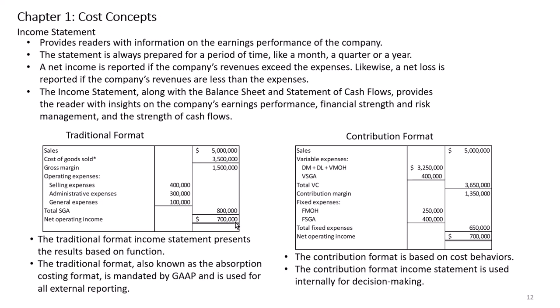The traditional format, also known as the absorption costing format, is mandated by generally accepted accounting principles and is used for all external reporting. The contribution format is based on cost behaviors instead of function. This presentation subtracts all variable costs from sales to determine the contribution margin. All fixed expenses are subtracted from the contribution margin to determine the net operating income. The contribution format income statement is used internally for decision making.